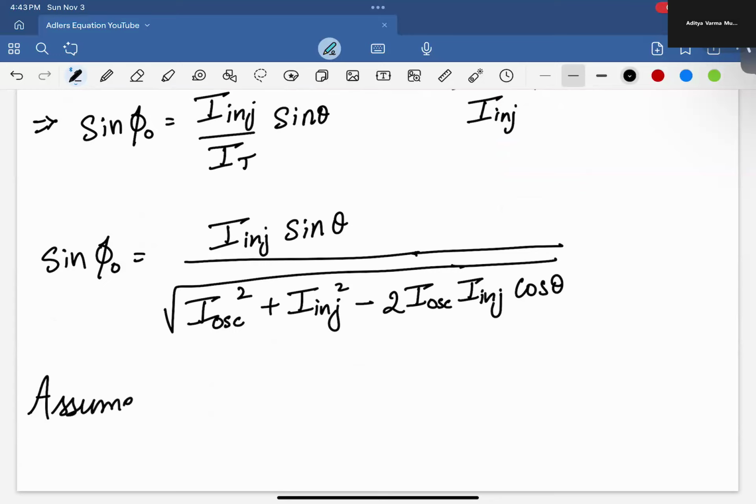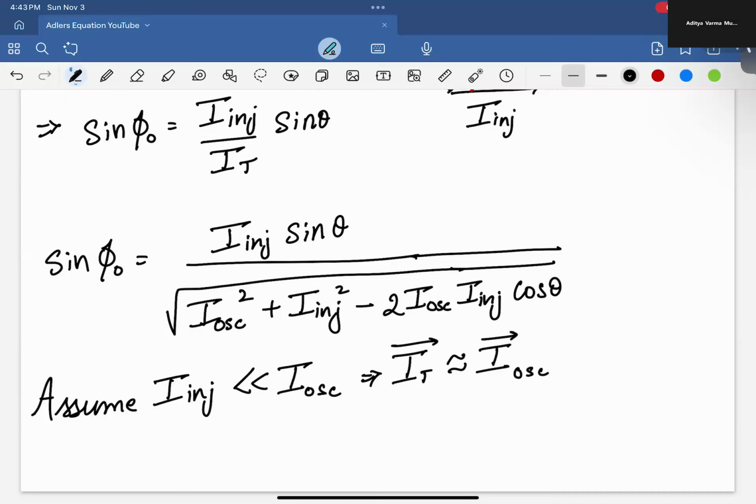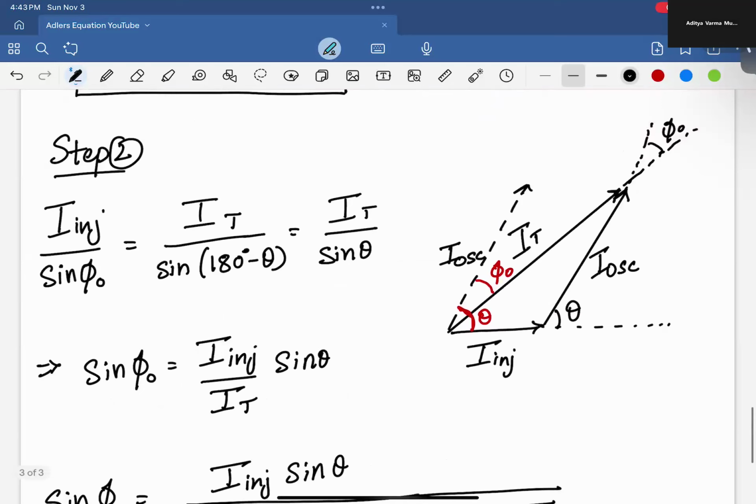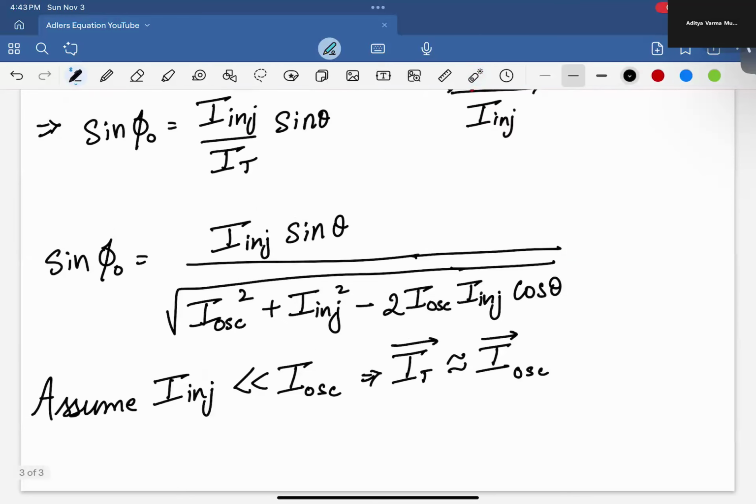so we assume that the injection signal is weak, right? So if we assume I injection is much smaller than the amplitude of I oscillation, which means that IT is very close to I oscillation, right? If I injection is small, then these two would basically be very close to each other, which means that phi naught would be a very small angle, right? So that means that sine phi naught is approximately phi naught, because phi naught is small.